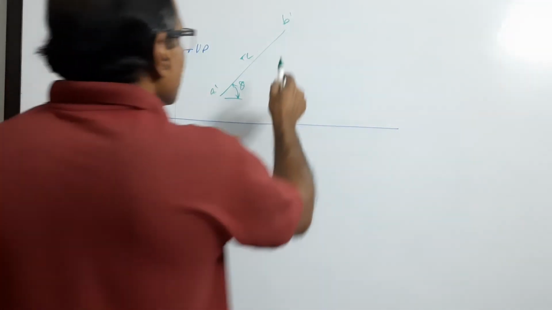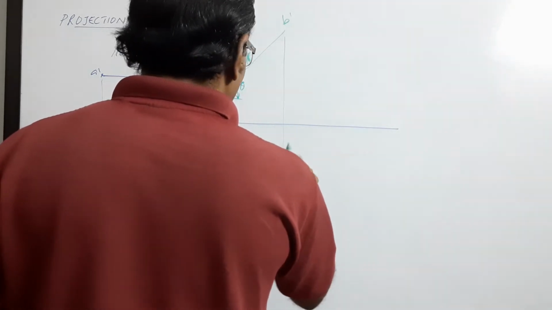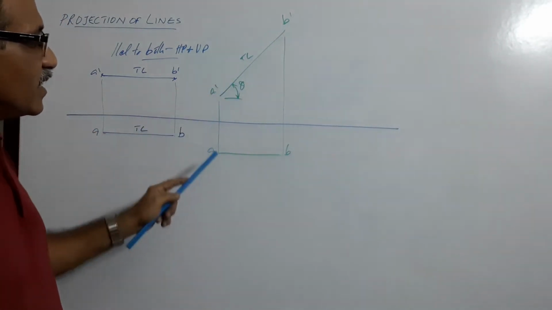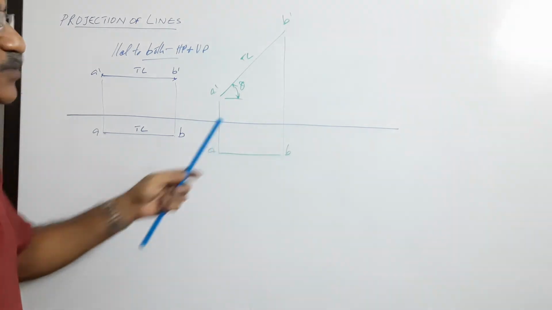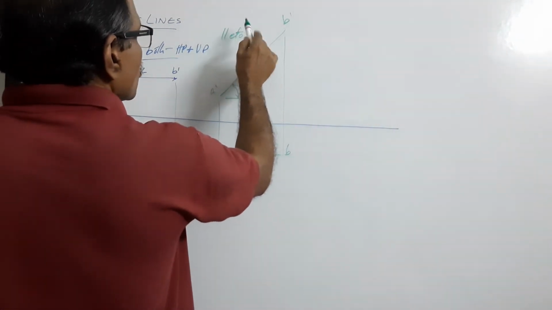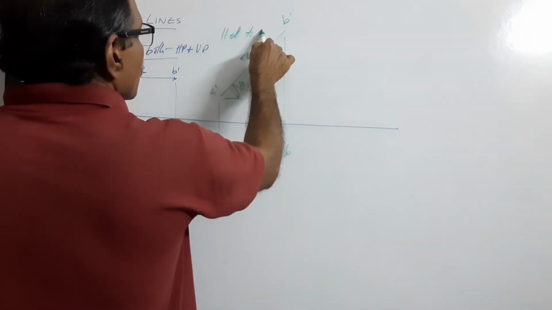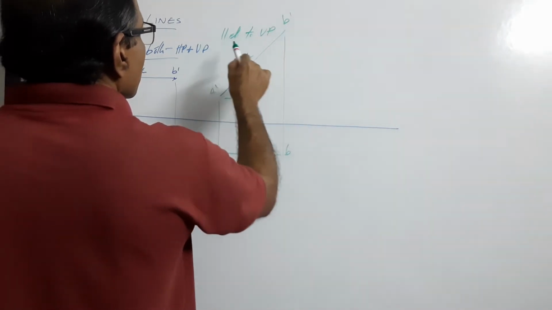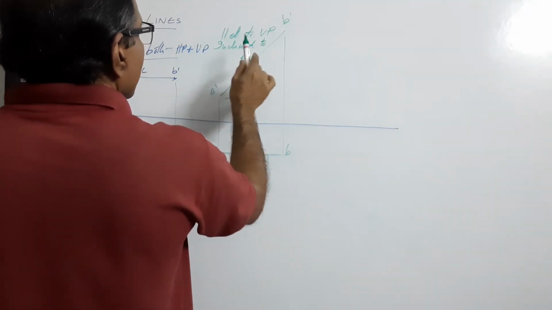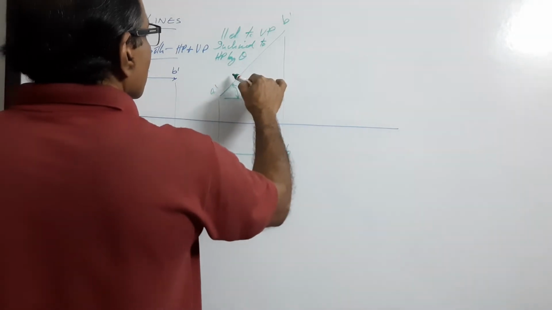What's the plan? Plan is a line. Short line length. Why short line length? L cos theta. Short line length and parallel to XY. How is this line? This line is parallel to VP, inclined to HP by theta.